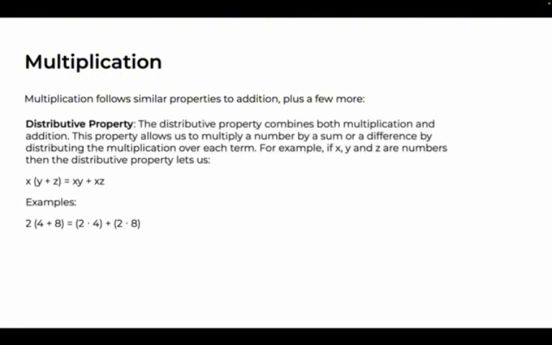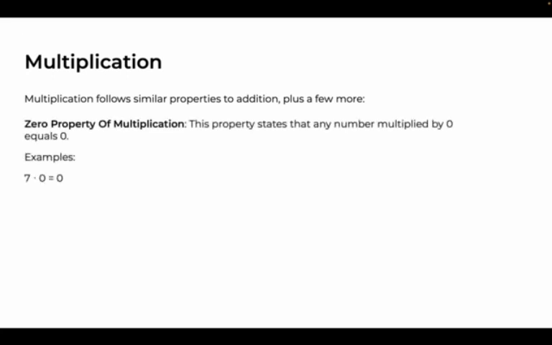Next, the distributive property, which combines both multiplication and addition. This property allows us to multiply a number by a sum or a difference by distributing the multiplication over each term. The zero property of multiplication. This property states that any number multiplied by 0 equals 0.